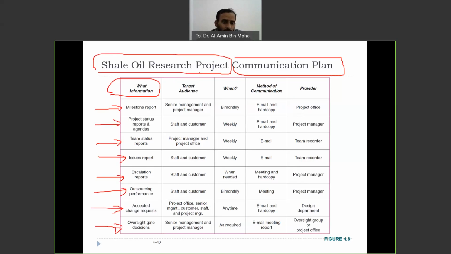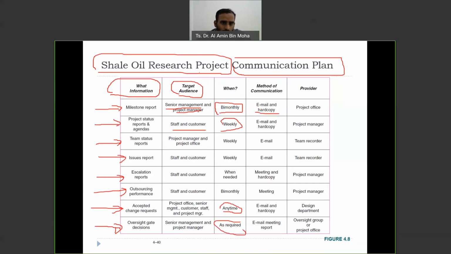Okay, so who needs this information? You need to identify your target audience. Here is senior management and project manager. Here, project status report, agenda, staff, and customer. And then things go down for everything. You may have maybe thousands of items on the list of what information is communicated. When? Twice in a month, or one time in 2 months, weekly, anytime, as required.